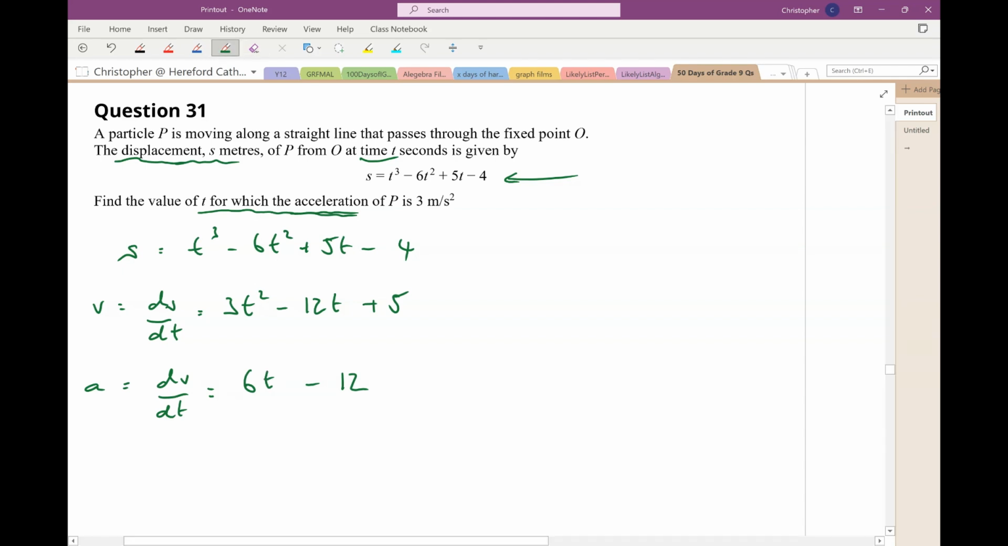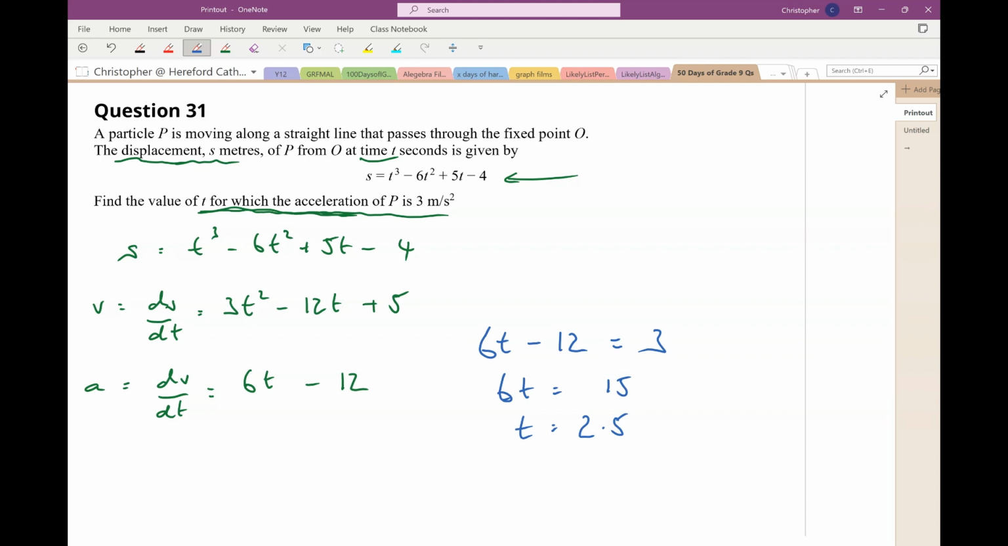Now what's the question say? Find the value of t for which the acceleration is 3. So I need to know what value of t makes the acceleration equal to 3? Okay, well then 6t would be 15, so t would be 2.5. So the answer is, find the value of t for which the acceleration of P is 3 meters per second per second. The answer is that the acceleration is 3 when t is 2.5.